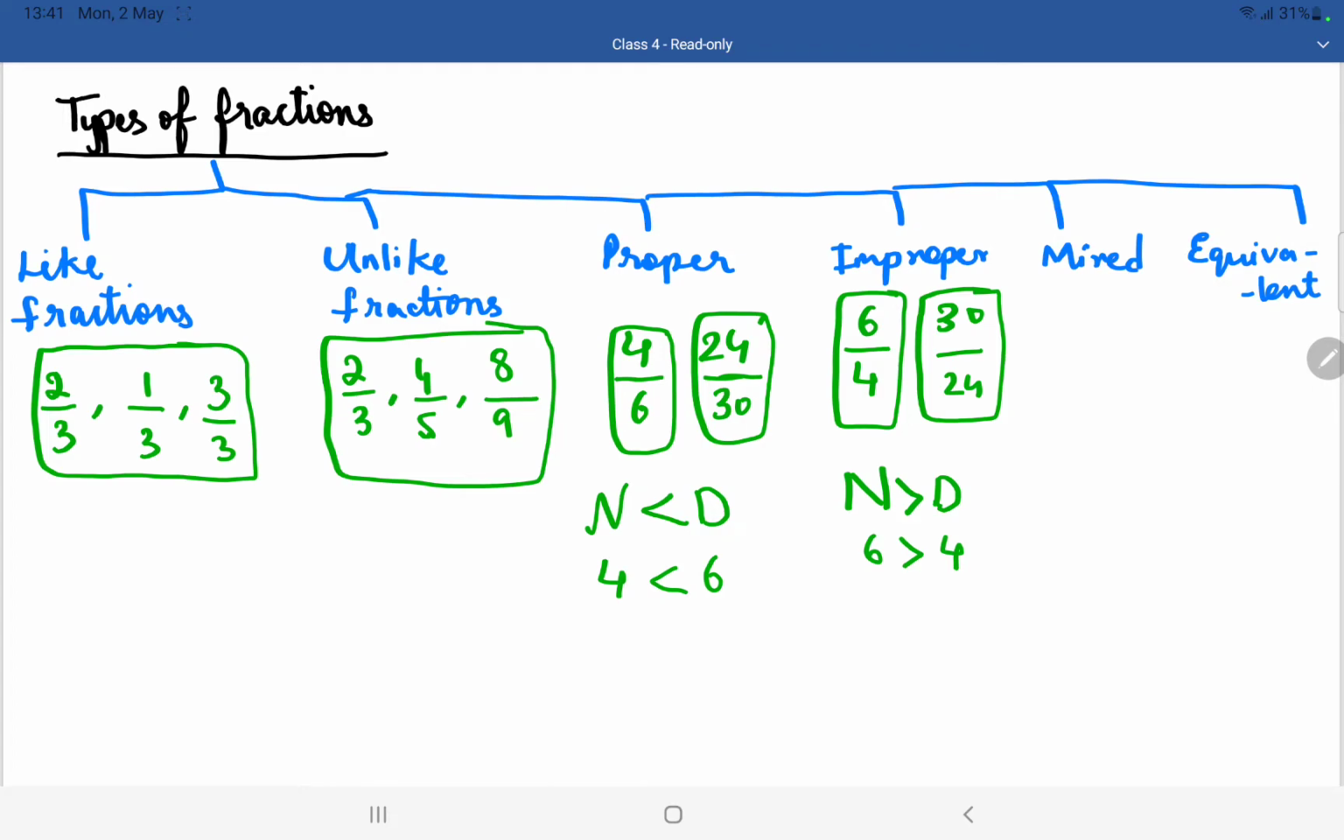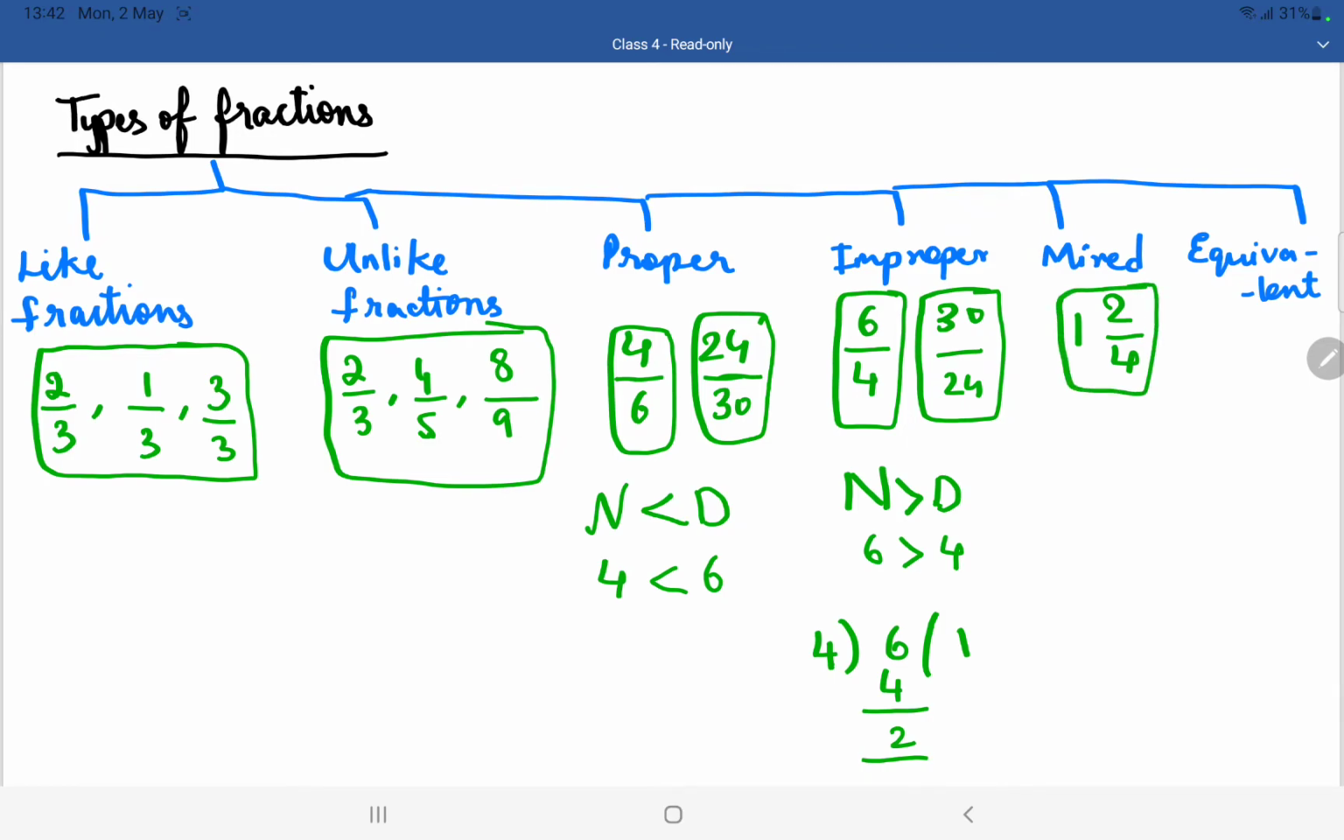Coming to mixed fraction. Mixed fraction is nothing but when you divide the improper fraction, you will get mixed fraction. So if you take 6 by 4, we will write 4 as the divisor, 6 as the dividend. You will write 4 ones are 4, 2. Right. So any fraction like 1 and 2 by 4, for example, let me tell you, this is a mixed fraction.